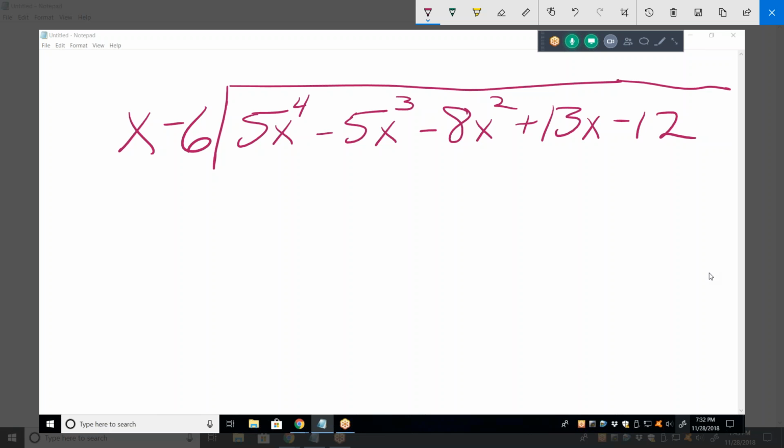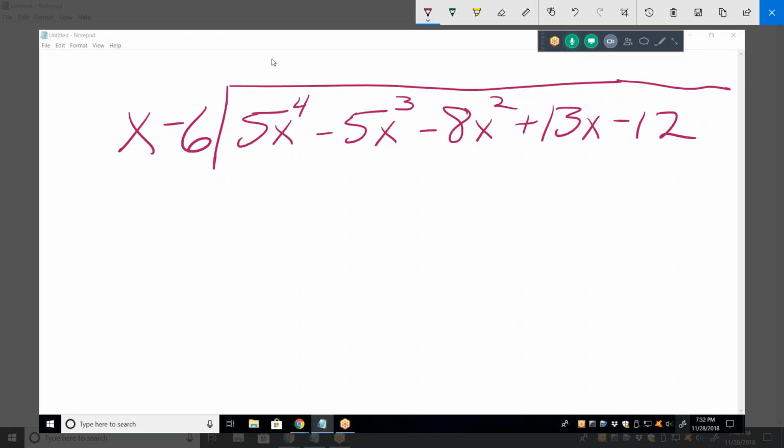When they do, just remember, if I didn't have this 8x squared there, I would have to make that plus 0x squared, for the math to work out. I don't know if you can tell where I'm pointing, but what goes right there? X.